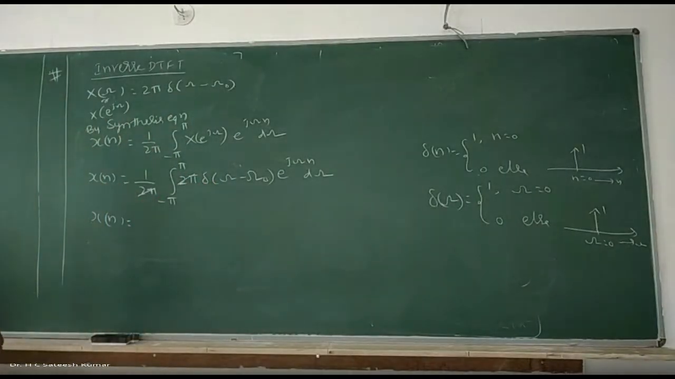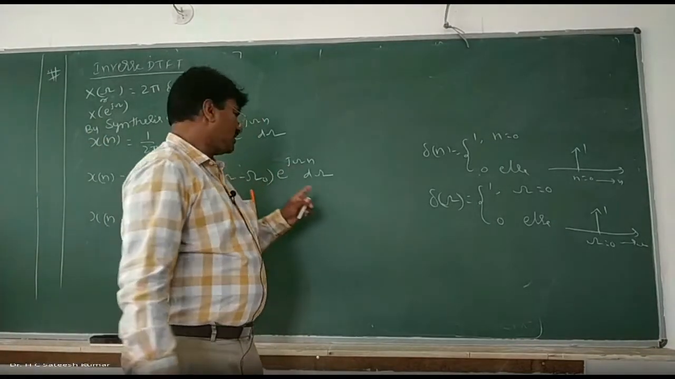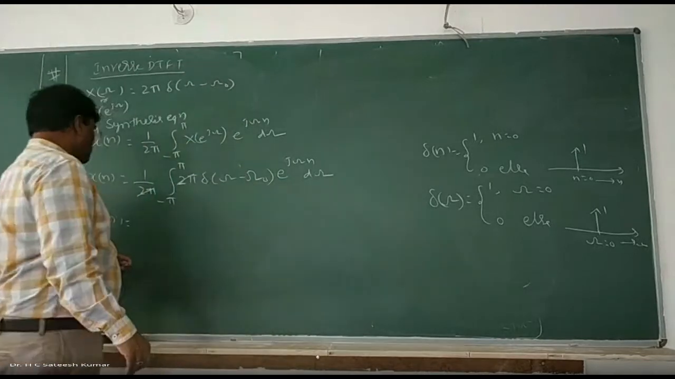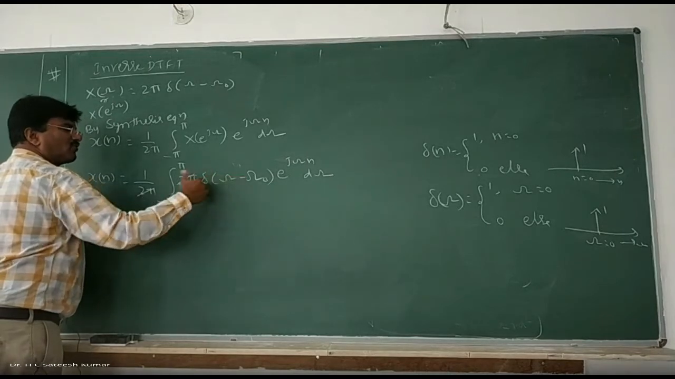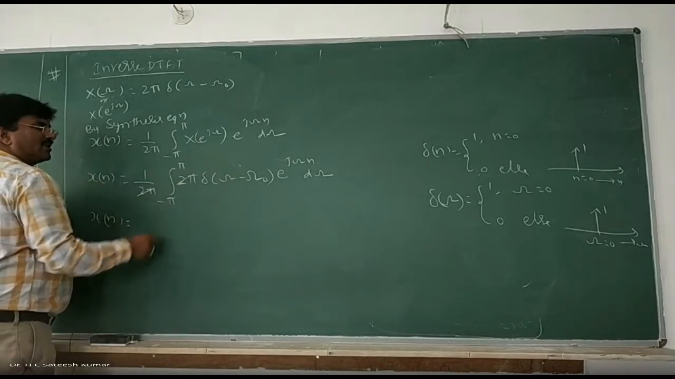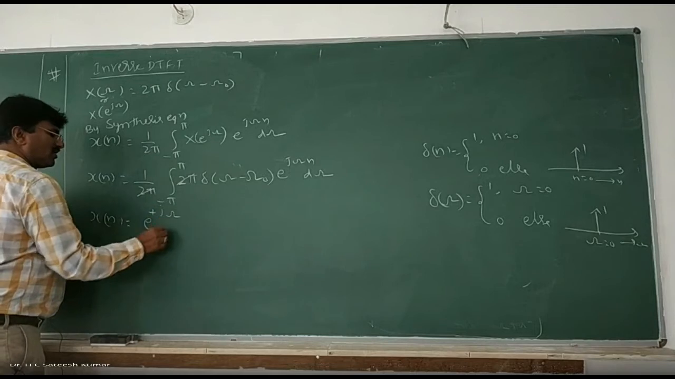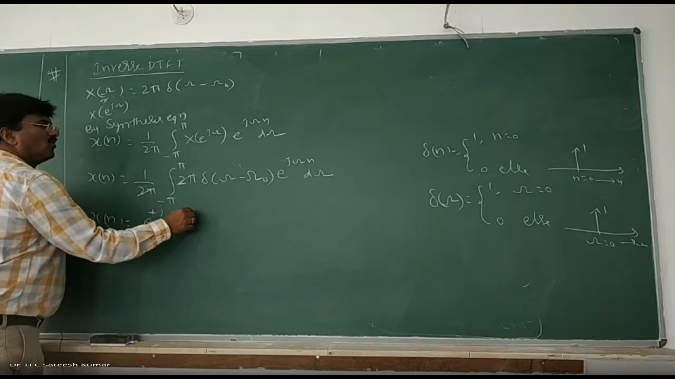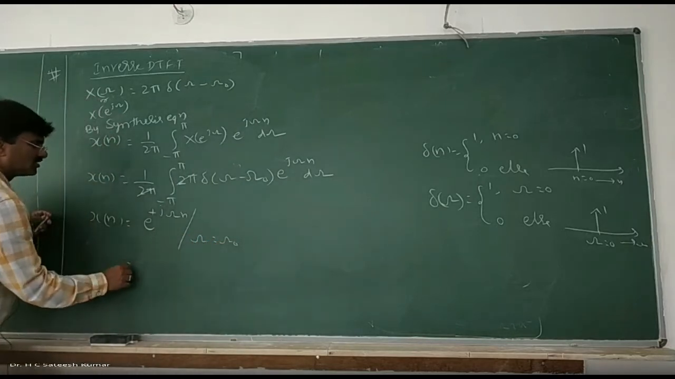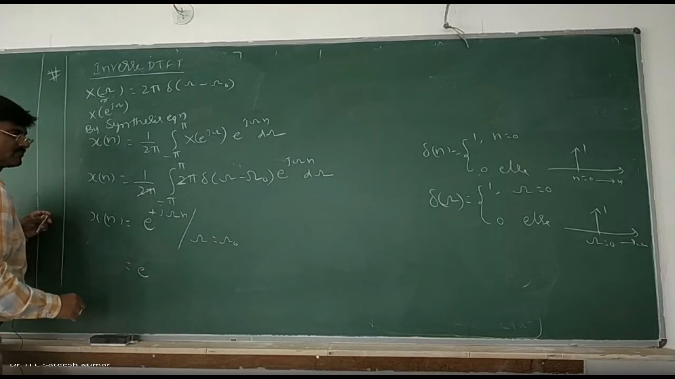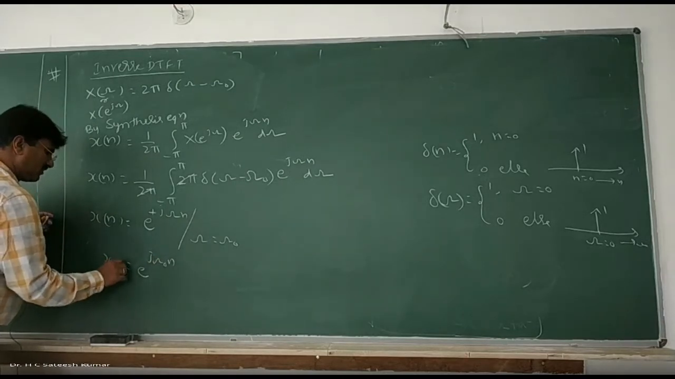Delta of omega minus omega naught is a delta function in the frequency domain, shifted by an amount equal to omega naught. So it exists only at omega equal to omega naught; elsewhere it is 0, therefore the product is also 0. There is no meaning in taking the integration from minus pi to plus pi. Take the value of the function e to the power of j omega n only at omega equal to omega naught. Therefore x of n is equal to e to the power of j omega naught n.